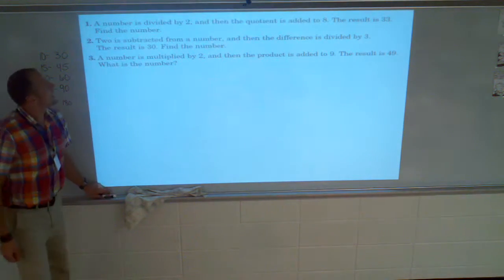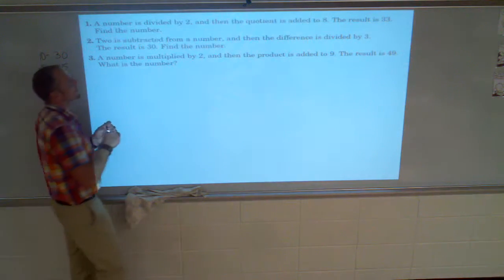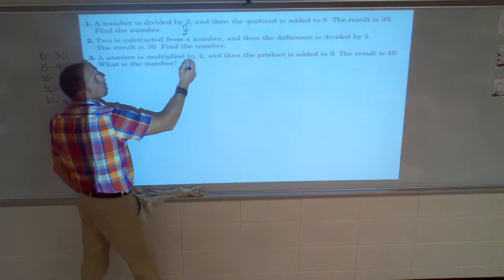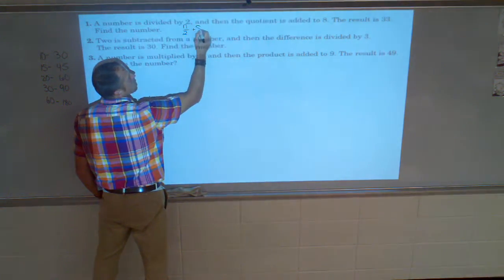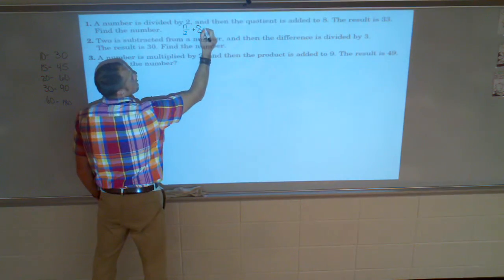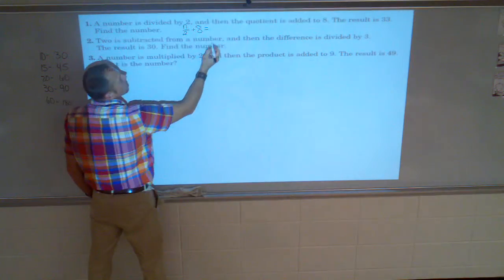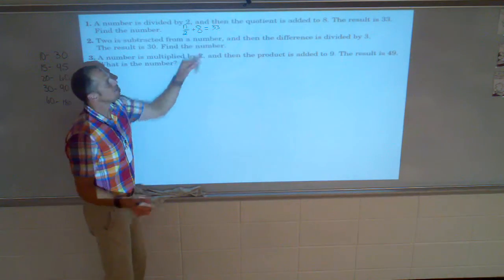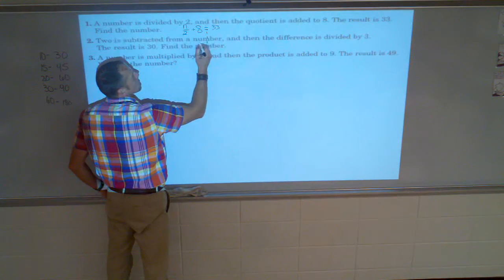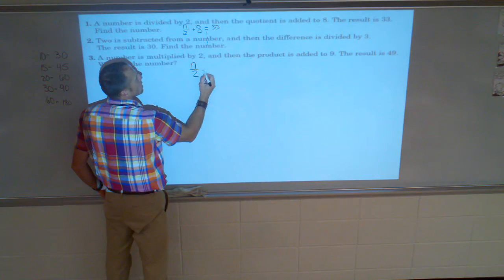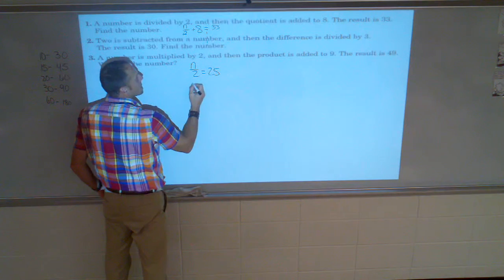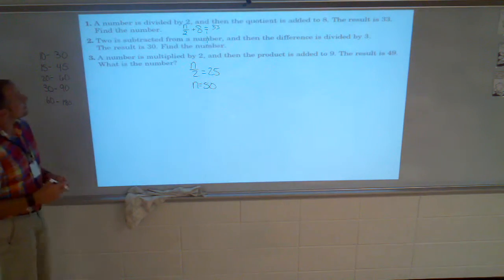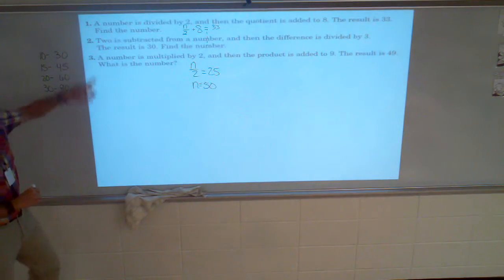All right. A number is divided by 2. That means we have a number divided by 2, and then the quotient is added to 8. The result is 33. So that's our equation. Subtract 8 from both sides. N over 2 equals 25. Multiply by 2. N equals 50. Very nice work.